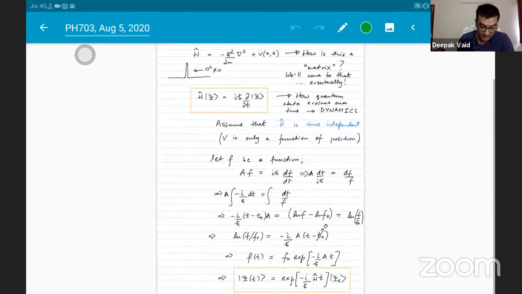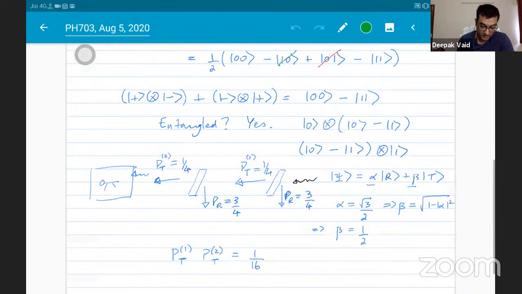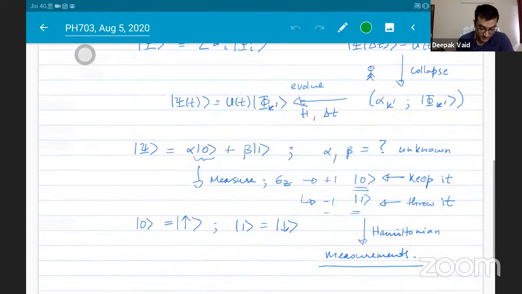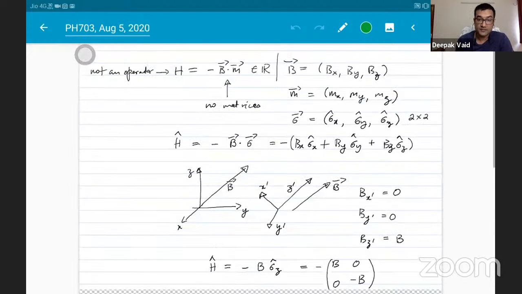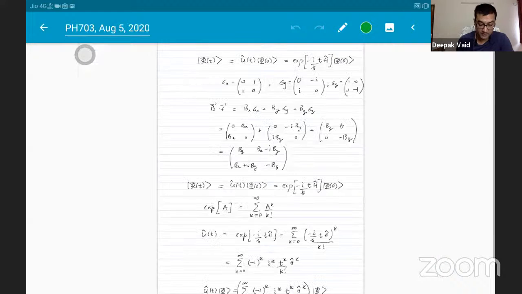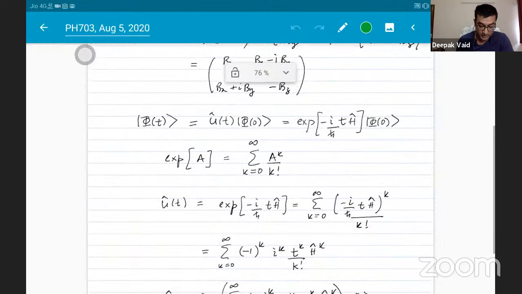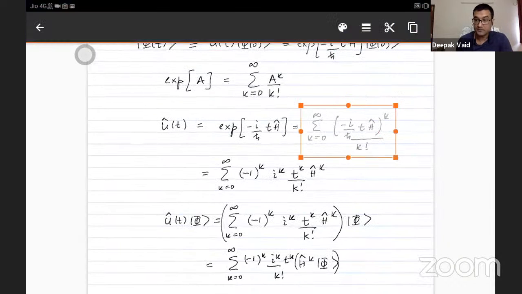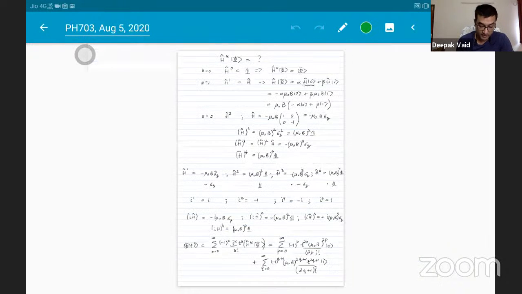And I did a sort of hand-wavy derivation of the solution of the Schrodinger equation. This was the mid-sem review. For the case of a particle in a magnetic field, we did the derivation of the time evolution, and that time evolution involves taking exponentials of this operator, and I showed you how to take these exponentials by expanding the function as a Taylor series and then collecting all the various terms.